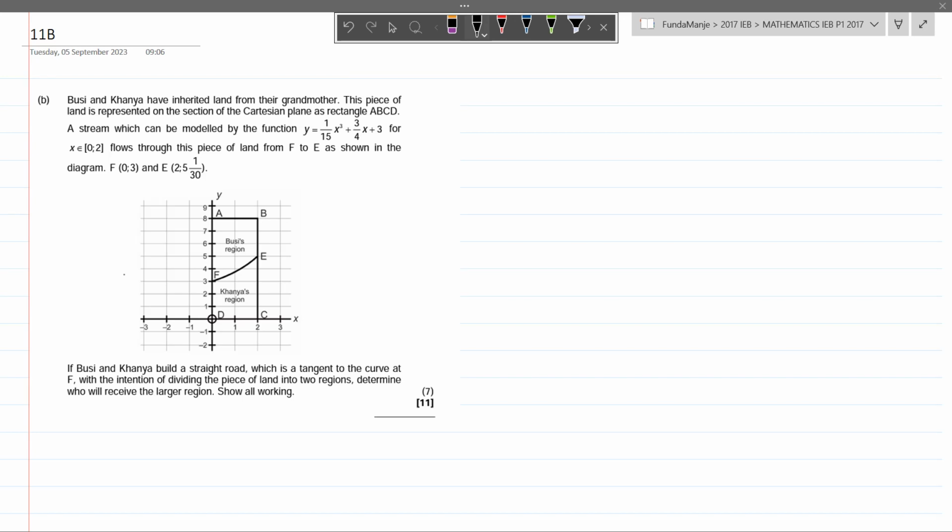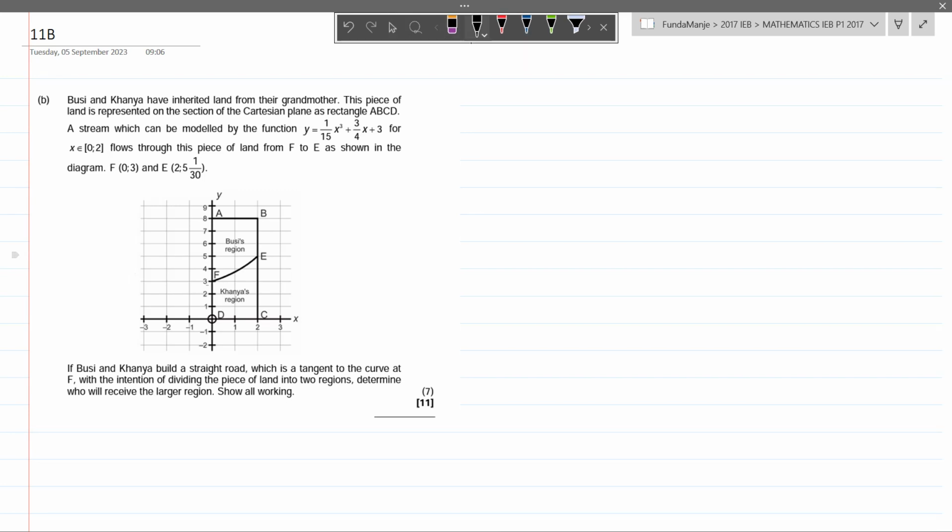If Busi and Kanya build a straight road which is tangent to the curve at F with the intention of dividing the piece of land into two regions, determine who will receive a larger section. Show all working. So if they're going to build a road, it will probably divide it like that, such that it's tangent at the point F, something like that.